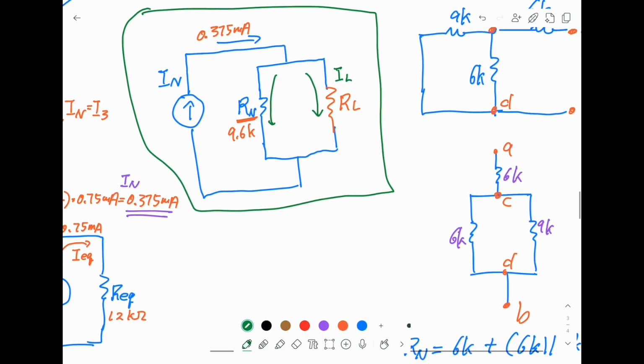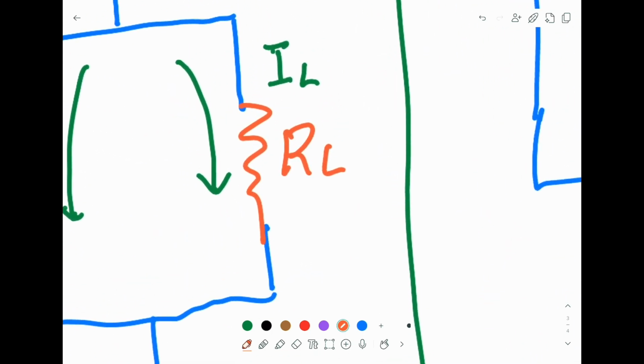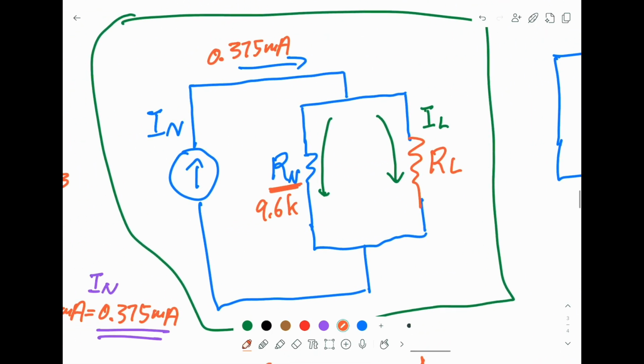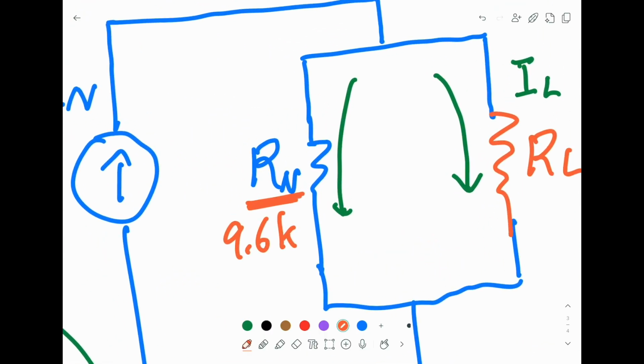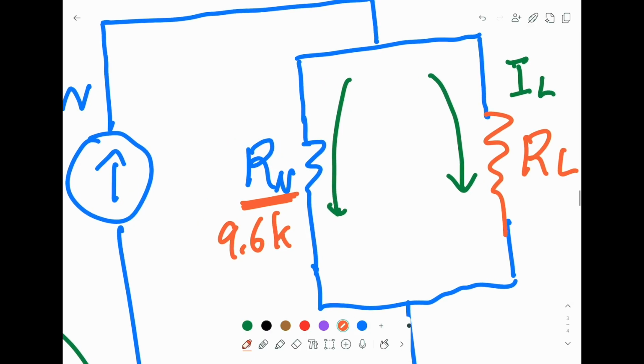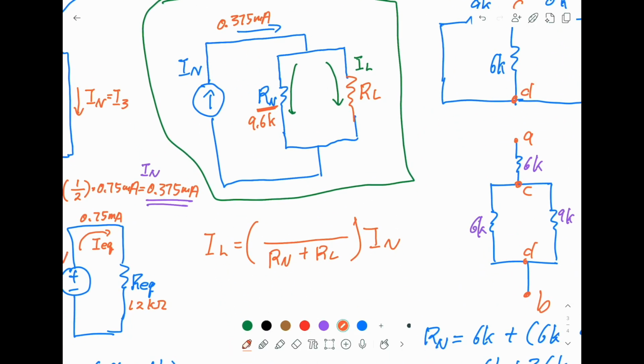And now we say, what is the current passing through the load, the IL? You can recognize immediately this is a current divider. So IL is proportional to IN, and the proportional constant is Rn over Rn plus RL. Now remember, it is the opposite branch. We are talking about the current passing through RL, but it is the Rn, the opposite resistor of the other branch, that controls the current. So the numerator must be Rn.